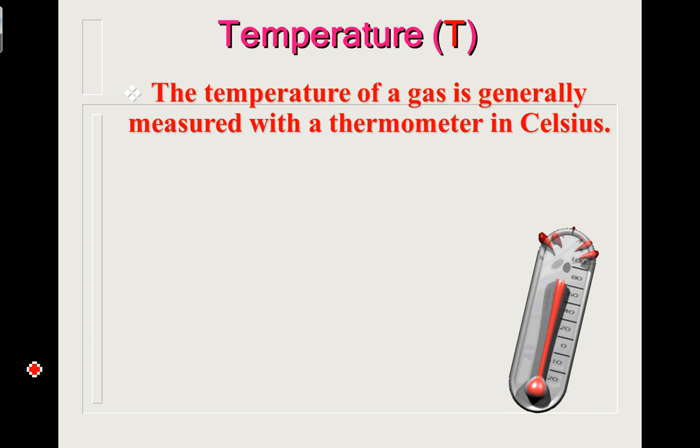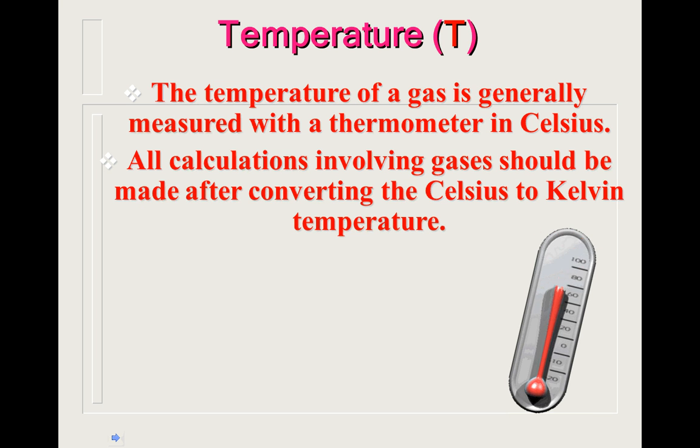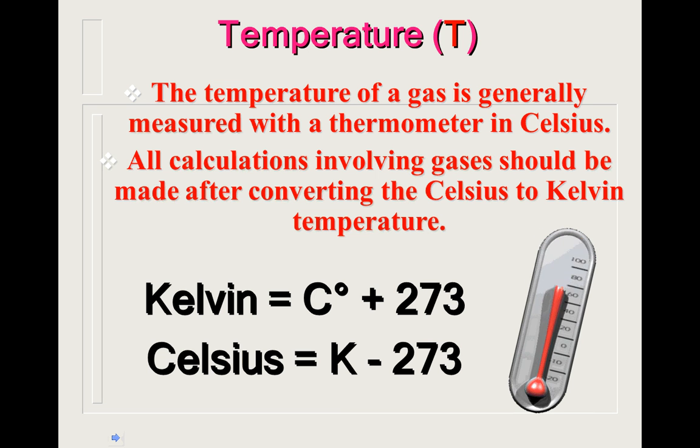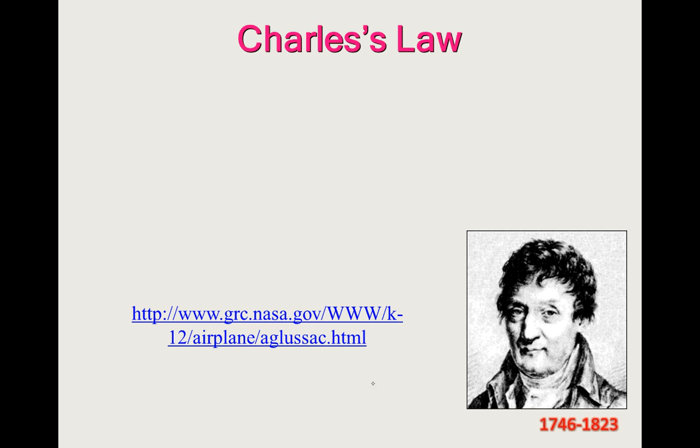So the next slide. Temperature is, again, usually measured with a thermometer in Celsius, but that relationship does not work with gases. All calculations involving gases should be made after converting the Celsius to the Kelvin temperature. Easy enough to do. Just add 273. Of course, you're going to solve for Kelvin, and I'm going to ask you in some problem to convert that back to Celsius. So that's what this second equation is saying here.